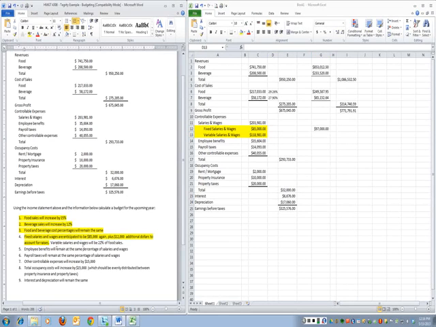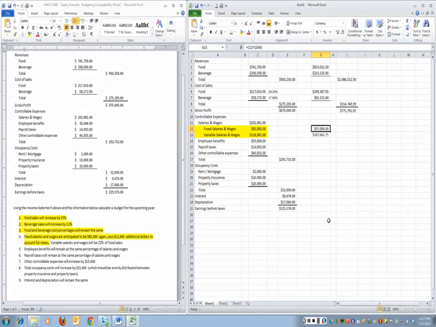Our variable salaries and wages will be 22% of food sales. So what we need to do right here is take 22% of our food sales, which is our new projected number. So once we take 22% of our $853,012.50, which is our projected amount for the upcoming year, that will give us our new variable salaries and wages amount.